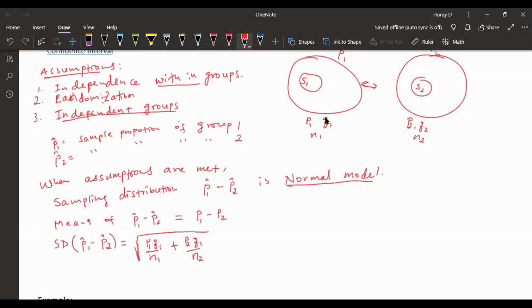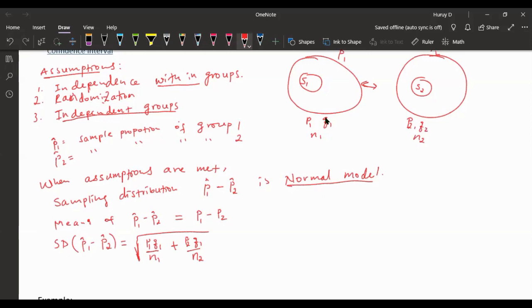Now, when I say P1 and P2, it doesn't matter which group you call group 1 and which group 2. But you may get a little bit different result, and that difference will be the sign. Because if the second value is bigger than the first value, of course, you will get a negative number. But if this one is bigger than the other one, you will get a positive value.